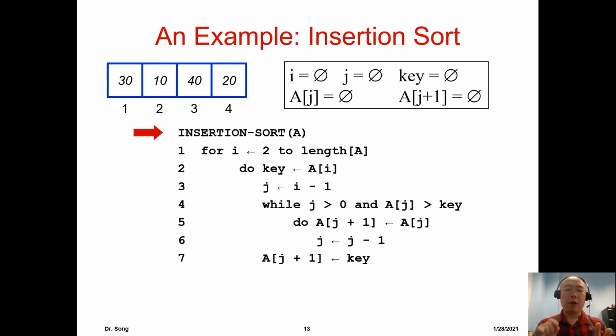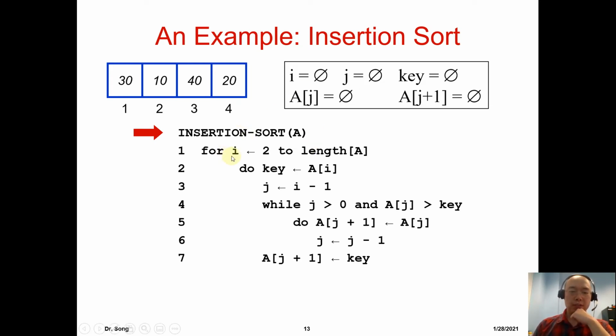By the way, our goal of this sorting algorithm is that we are not building a new sorted list. We are sorting all the values in the list in place. Okay, and let's start the insertion sort.